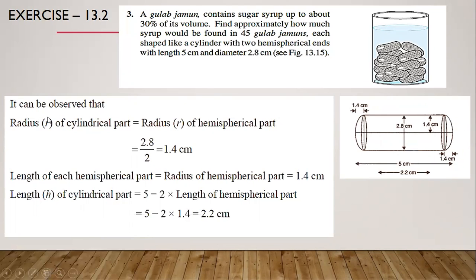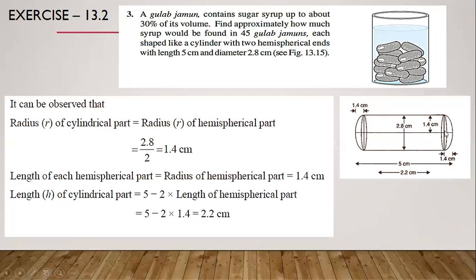Okay, now here what all information is given to us. Length of the gulab jamun, complete jamun, is 5 centimeter. So the total length is 5 centimeter. Now diameter is given to be 2.8, so the radius is 1.4. Now we had already seen in the previous video that for a hemisphere, radius and height are the same.